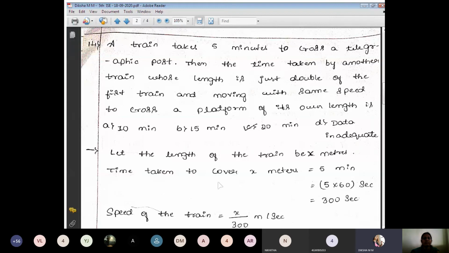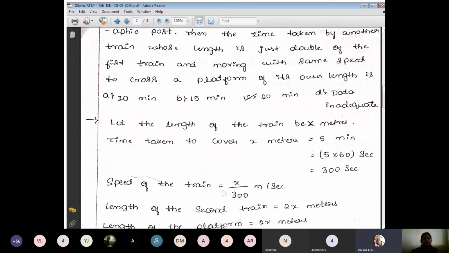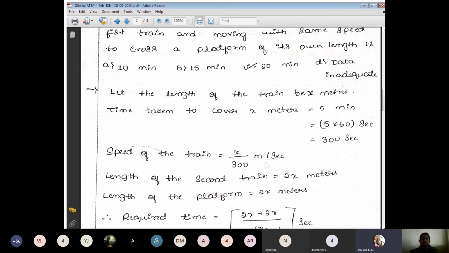They are asking the time. We know the formula: time is equal to distance divided by speed. Here they do not specify the speed in the question, so we want to find the speed also. Speed of the train is equal to length of the train divided by the time. The length of the train is x meters, divided by time, 300 seconds. So speed is x divided by 300 meters per second.